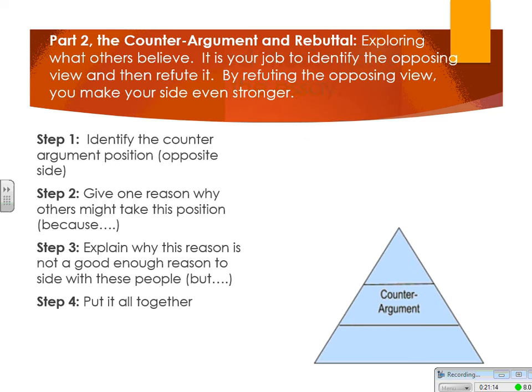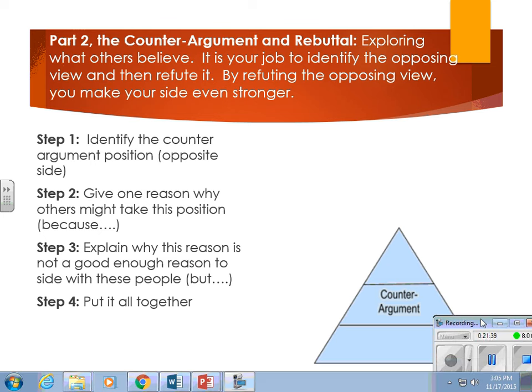Once you identify the opposite side, you even give one reason why they might take that position. That's your because statement. But then you're going to follow it up and explain why this reason is still not a good enough reason to side with these people. And you put it all together, and what you have is a well-formulated counter-argument to go in your conclusion. So let's take a look at an example counter-argument.